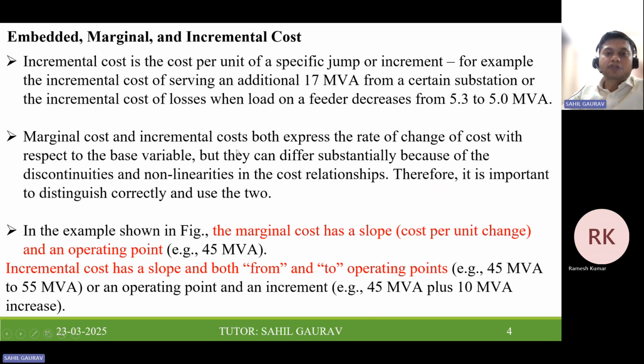Marginal cost and incremental cost both express the rate of change of cost with respect to a base variable. So you can see that both express a rate of change, or a slope. These can differ substantially because of discontinuities and non-linearities in the cost relationship. So they differ based on the discontinuities and non-linearities in the cost relationship.